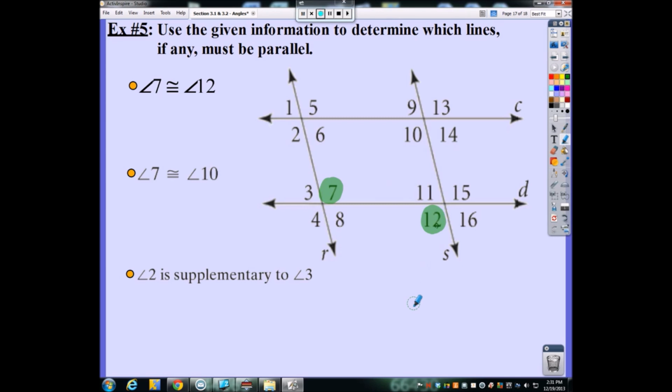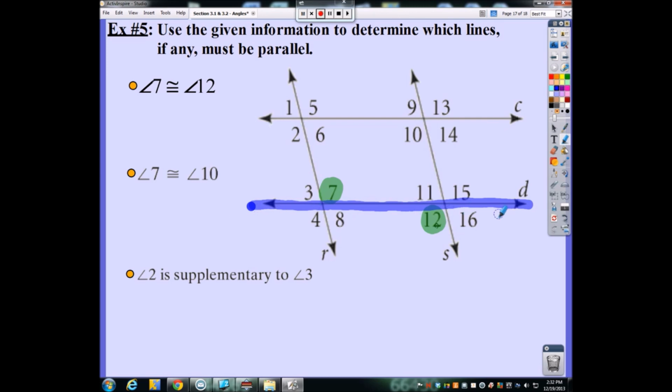Okay. Here's the thing. I'm going to give you a big hint here. Not really a little hint, big hint. If you want to try to determine which lines in question are parallel or not, look at whatever one line these two angles have in common. These two angles, for example, are both on line D. These two angles, both together, are not on one singular line, right? Because angle 7's only on R, 12's not on R. 12's on S, but 7's not on S, and neither angle's on C.